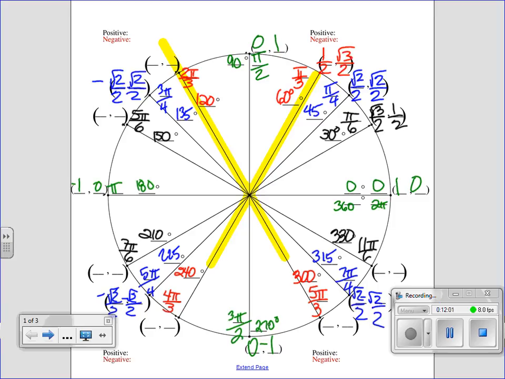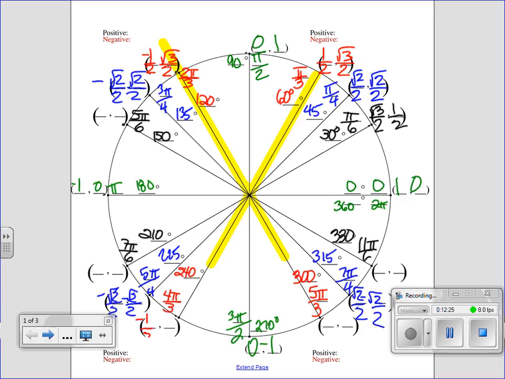Right on. Negative square root of 3 over 2, 1/2. And then of course the signs just change with each quadrant. Negative square root of 3 over 2 would be negative 1/2, and positive square root of 3 over 2, negative 1/2.